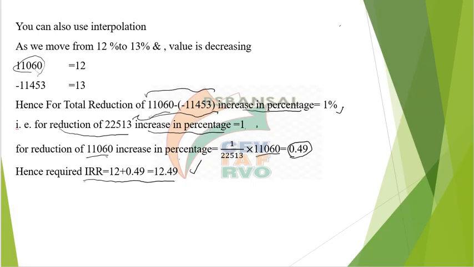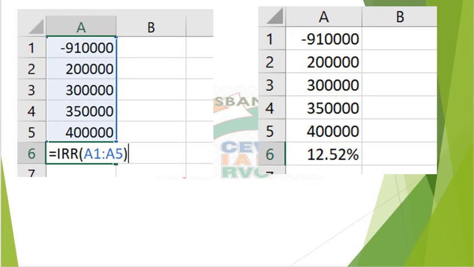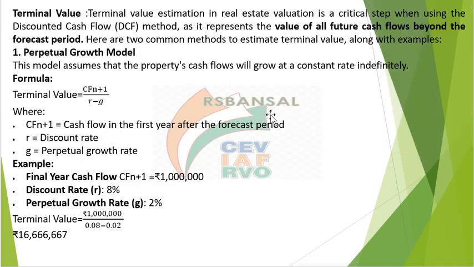So either you can do interpolation in this way, or use that formula directly, and otherwise you can use Excel. You put the values in Excel in this way, minus 9,10,000, so your initial outlay will be written with minus, and the others you can put as these values. You put this formula, equals IRR of A1 to A5. It will come out to be approximately 12.52, which is near the value you have found out manually. So you can do it with Excel also.